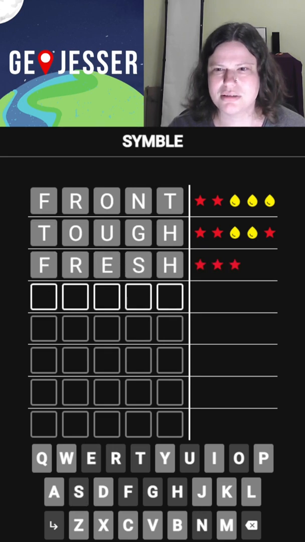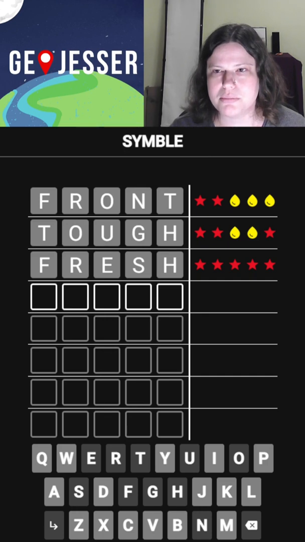Fresh? Oh. Red stars are wrong. Red stars are gray. Oh, that was unexpected. Okay. So that means the yellow teardrops must be yellow.